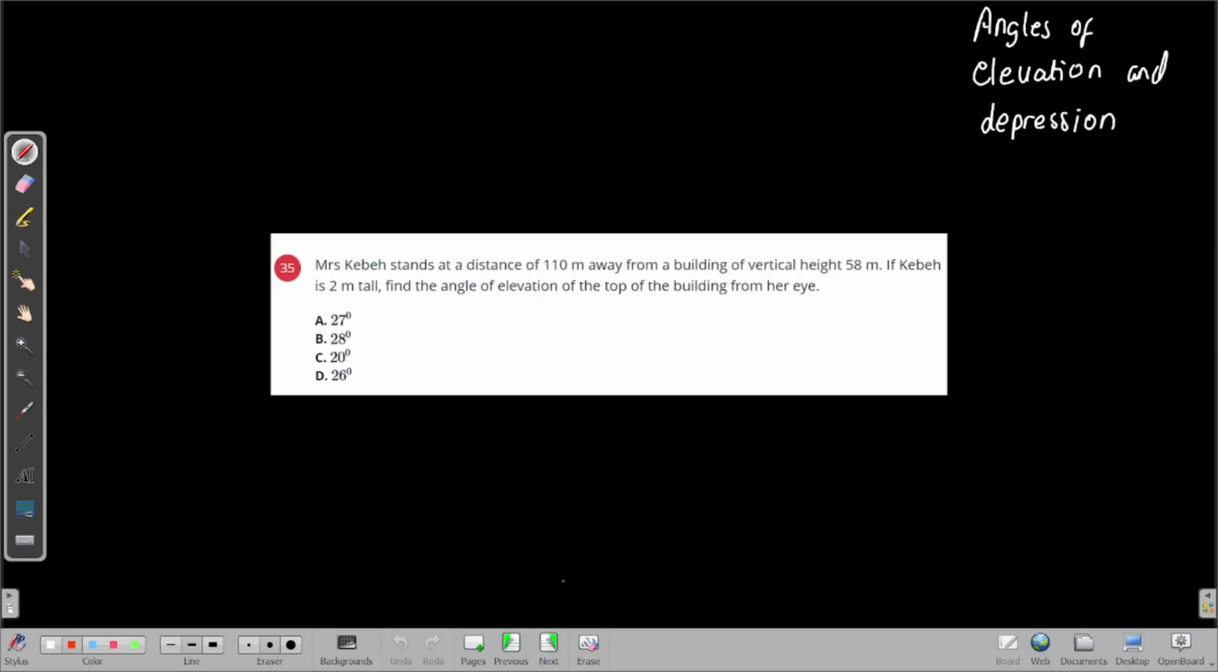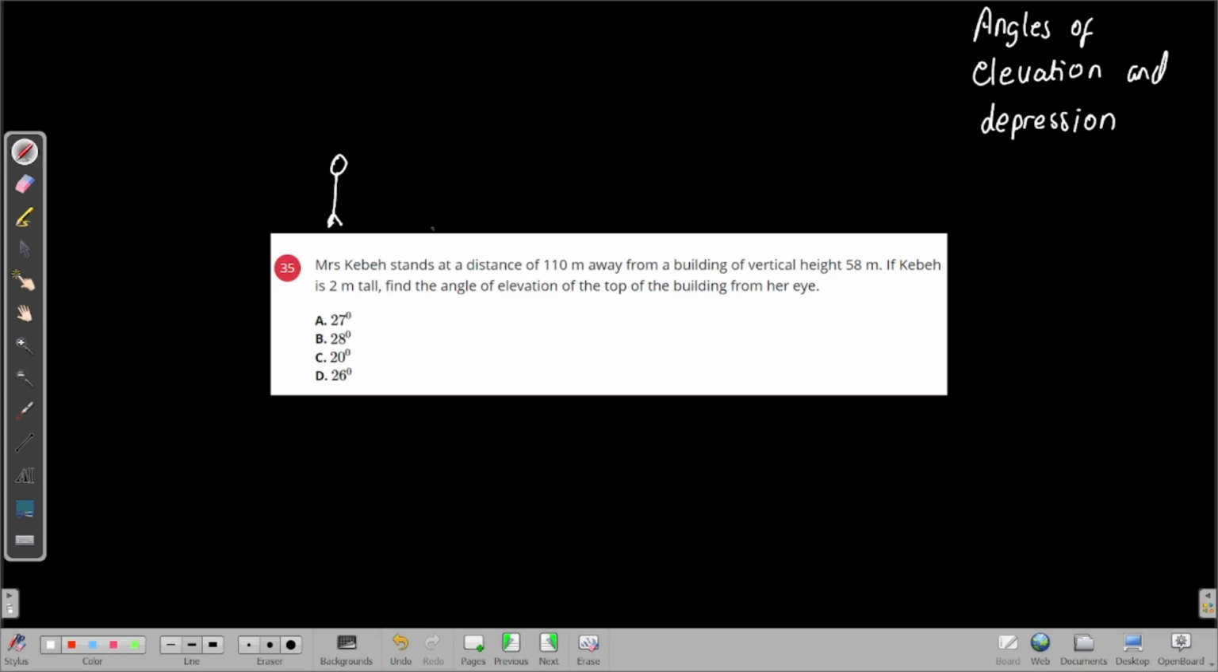Angle of elevation and depression, another question on it. This is a very, very important topic. Mrs. Keber stands at a distance... let me draw Mrs. Keber. So this is the woman, she's standing here.